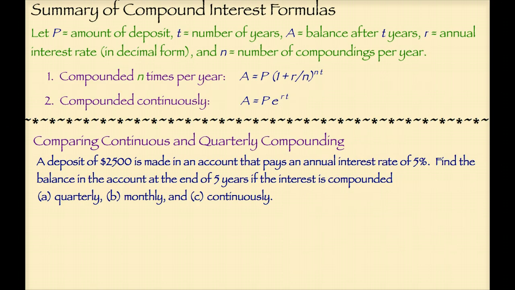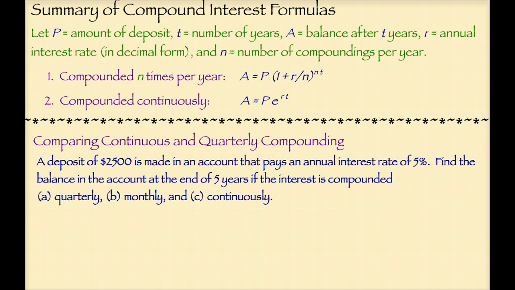Now let's look at an application of exponential functions. Compound interest. Let P be the amount of your deposit, T is the number of years, A is the balance after T years, R is the annual interest rate in decimal form, and N is the number of compoundings per year. We have two formulas. One is for a discrete number of compoundings, N times per year. A, your balance after a certain amount of time, will be P times 1 plus R over N to the NT. And if it's being compounded continuously, your balance will be P e to the RT power.